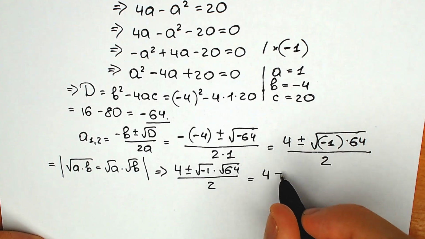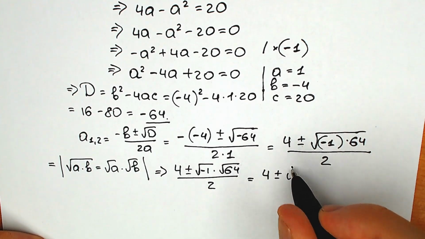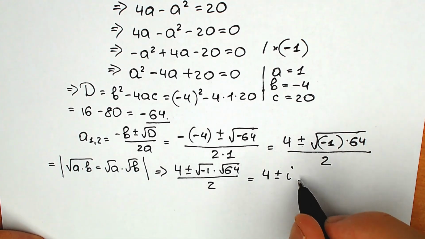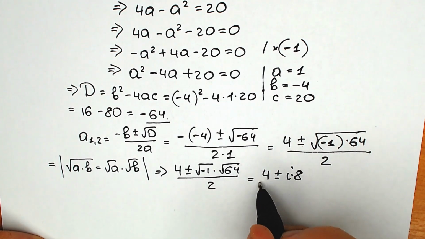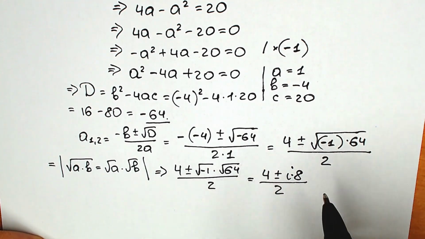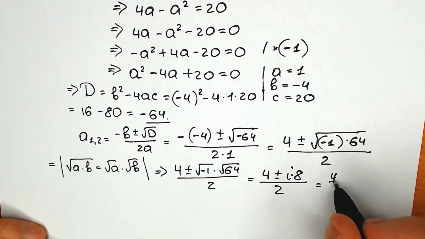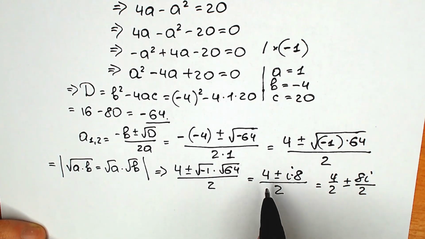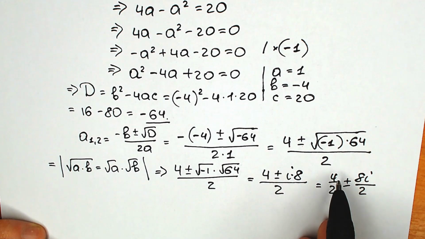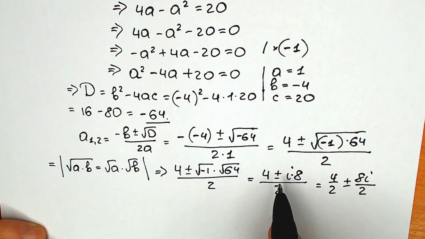So we have 4 plus minus square root of minus 1 equal to i, and square root of 64 equal to 8. Everyone knows about it. So i times 8, we can write it as 8i, but right now we're going to do division by 2. As a result, we have 4 over 2 plus minus 8i over 2. So we can divide it by parts, by our denominator. We can easily do this because we have the same denominator.